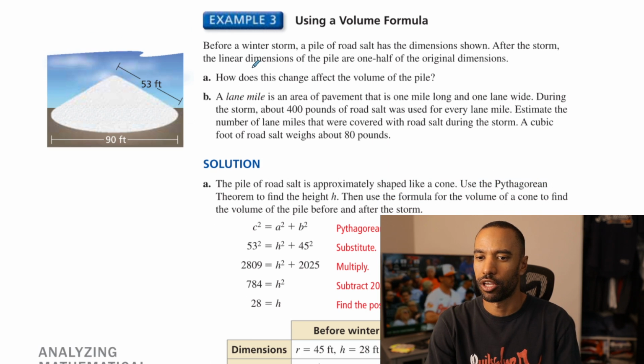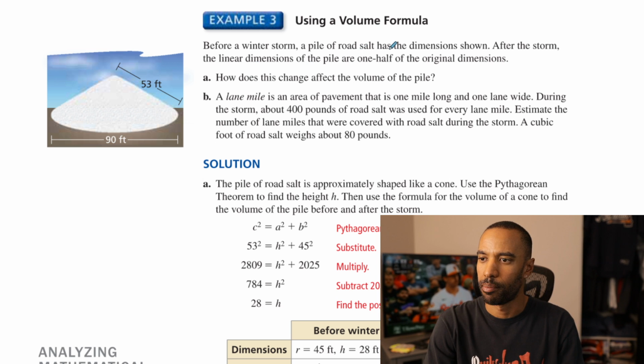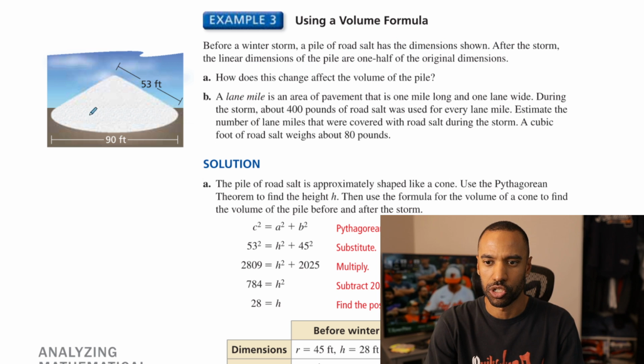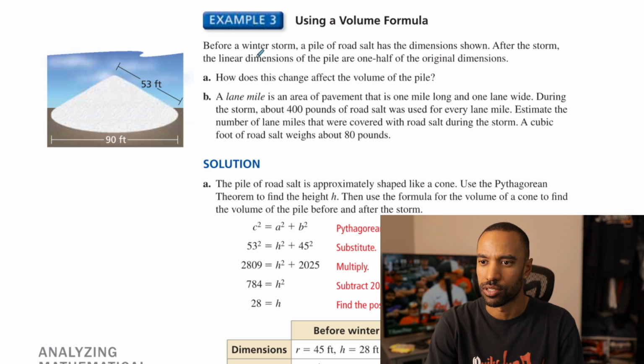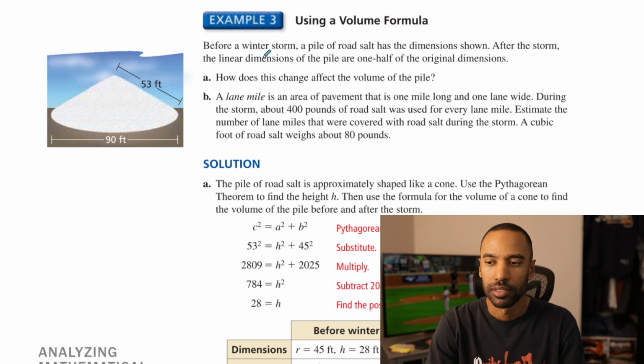All right, using a volume formula. Before a winter storm, a pile of road salt has the dimensions shown. Okay? It's a cone, by the way. After the storm, the linear dimensions of the pile are half of the original dimensions. I guess it blows away.